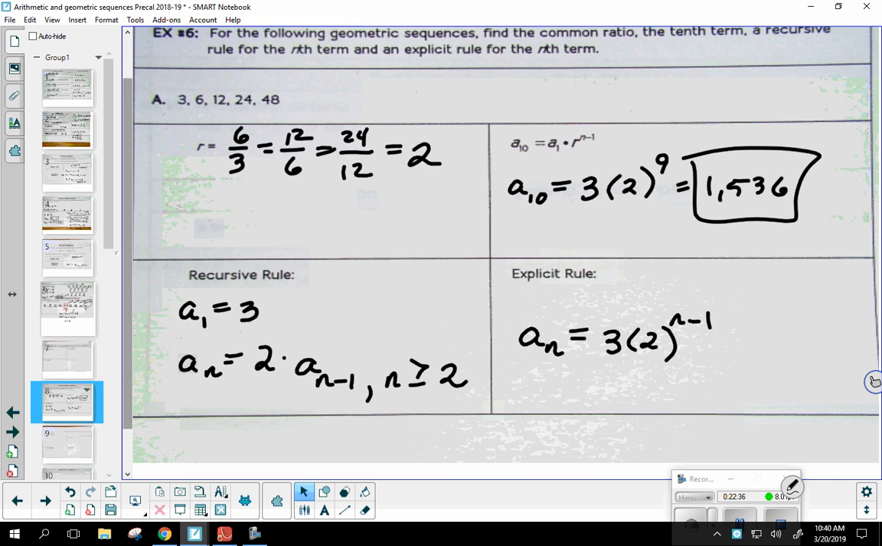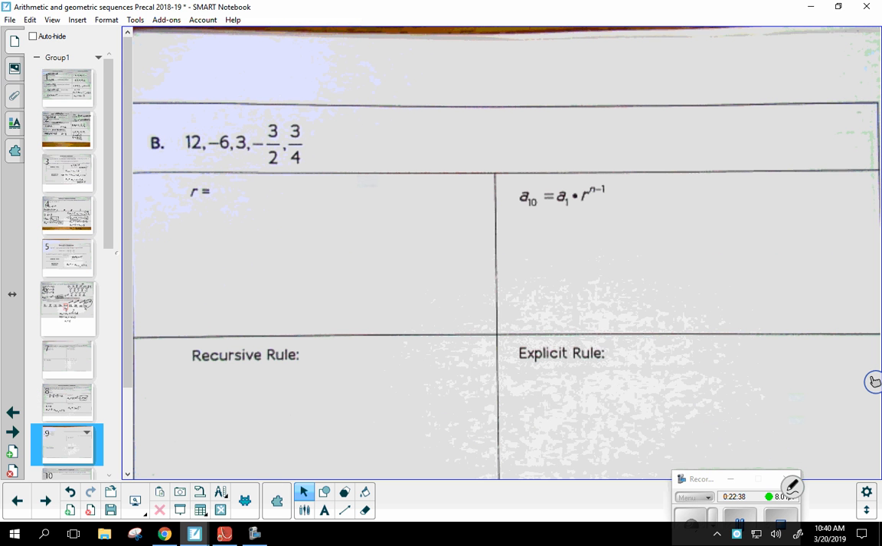All right, are you ready for one on your own? Okay, so here is our sequence, and of course this one's going to continue. 12, negative 6, 3, negative 3 halves, 3 fourths, dot, dot, dot.